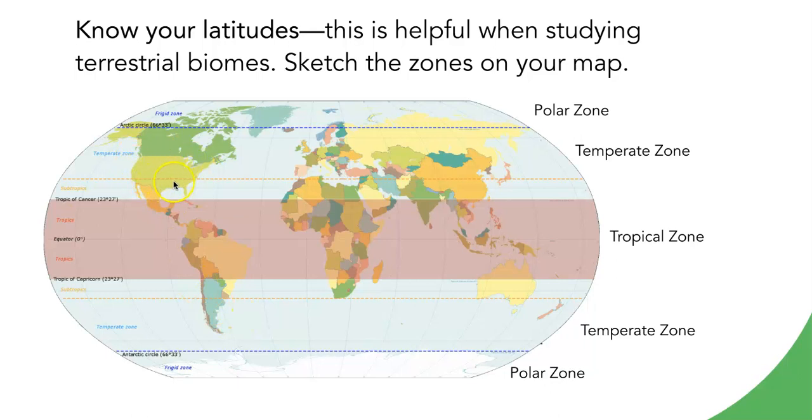All of the United States is in the temperate zone. Some is in the subtropics. Where we live in California, we are temperate. So take a minute, sketch and label, and these zones are helpful in understanding biomes. Again, pause the video as you need to.